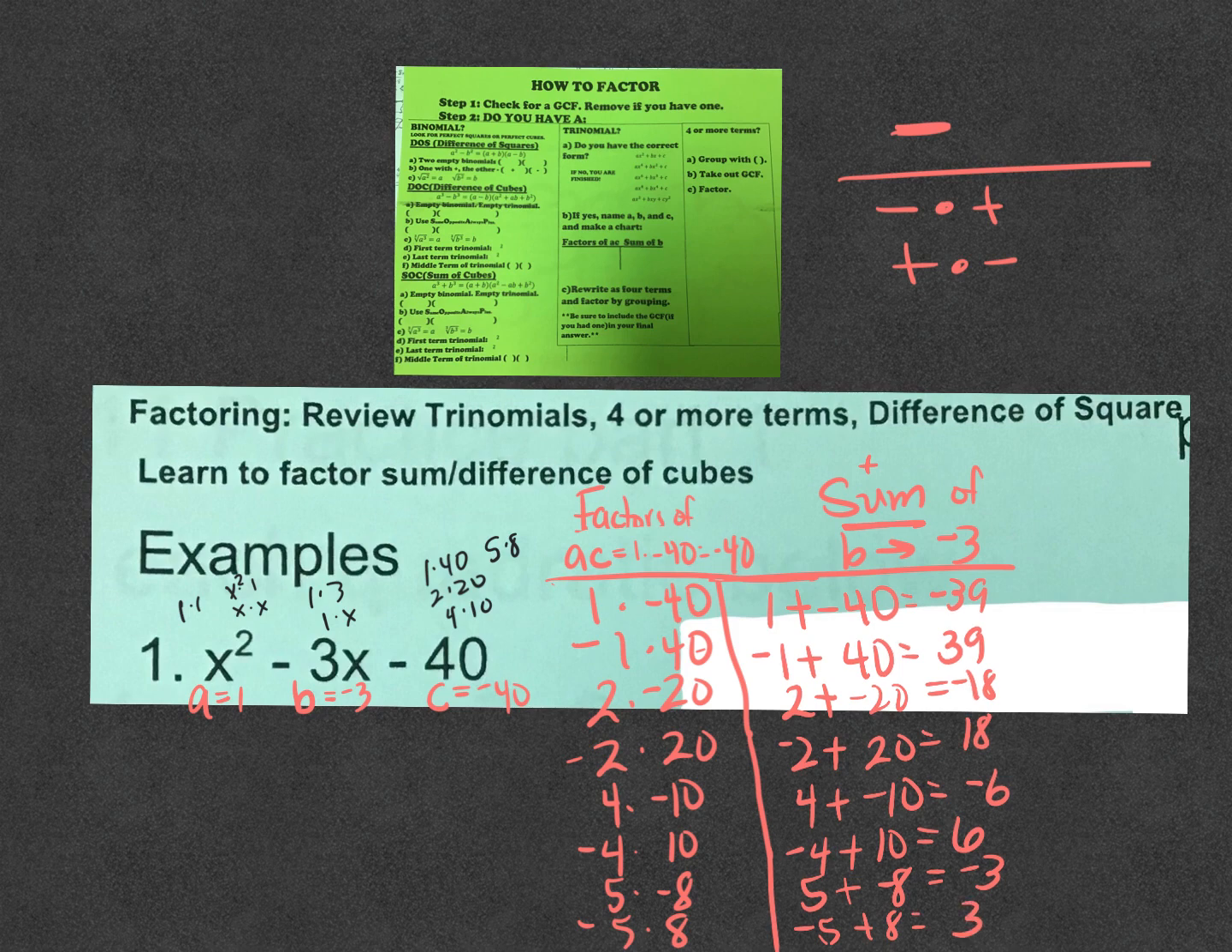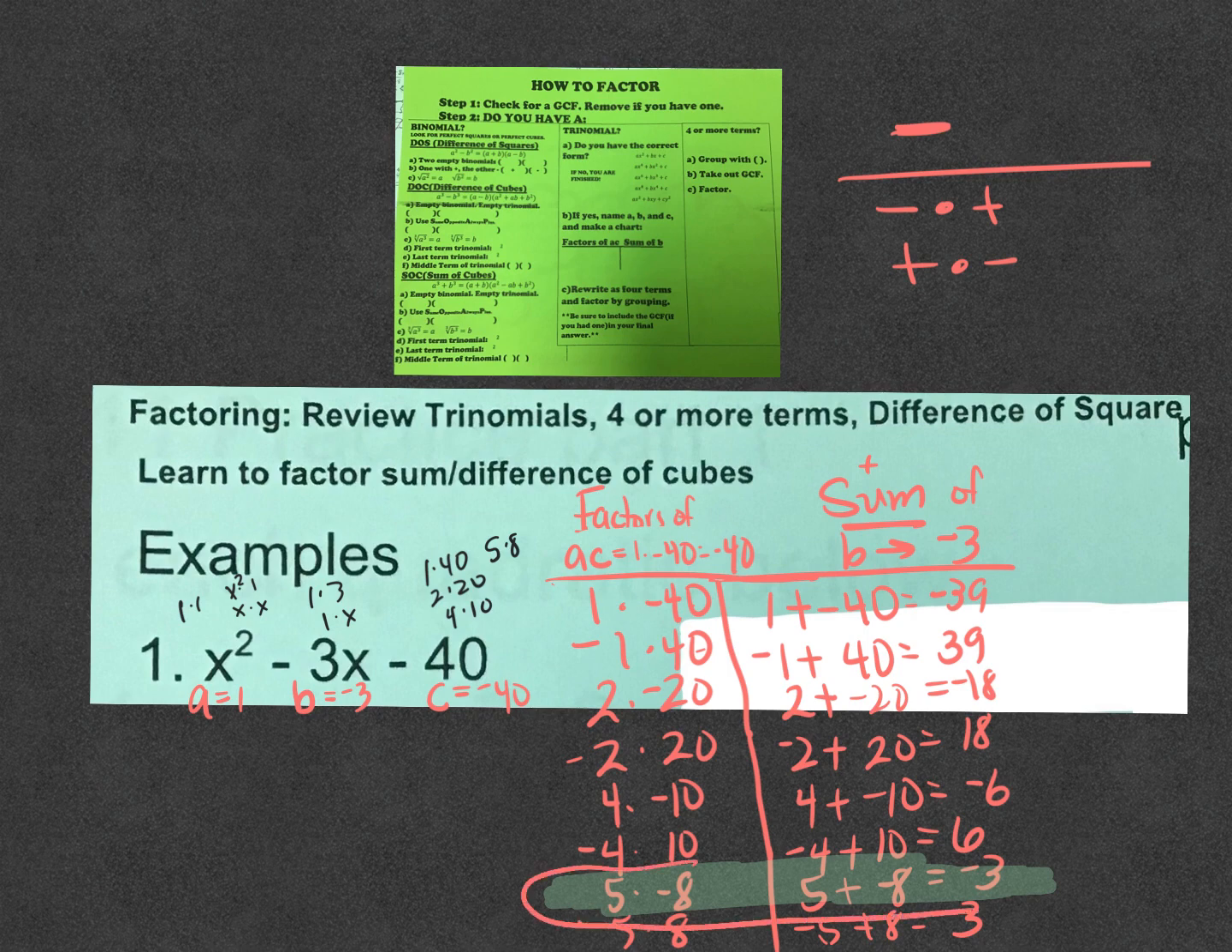So what I'm looking for is the pair of factors in this list that gives me a sum of negative 3. Well, here's negative 39, 39, negative 18, 18, negative 6, positive 6, negative 3. That's what I want. Oh, let me highlight. This is what I want. So that's my pair of factors that works.